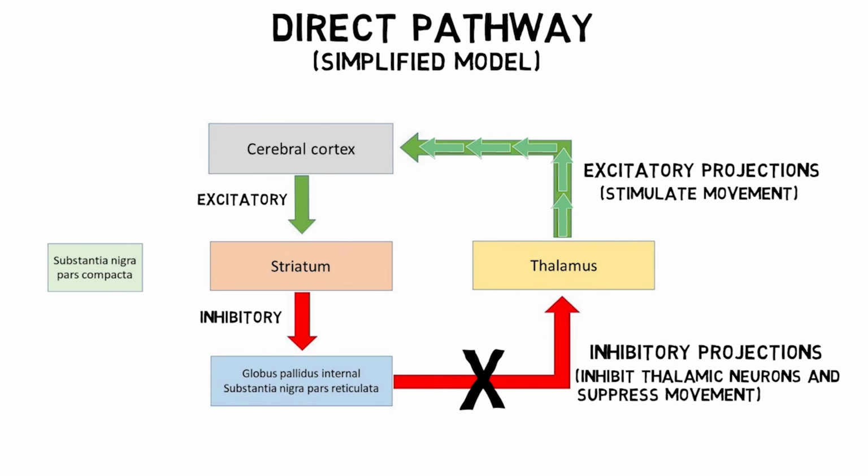The substantia nigra pars compacta is thought to modulate the activity of the direct pathway. Neurons from the substantia nigra pars compacta travel to the striatum via the nigrostriatal pathway and release dopamine in the striatum. One effect of this seems to be the facilitation of activity in the direct pathway.